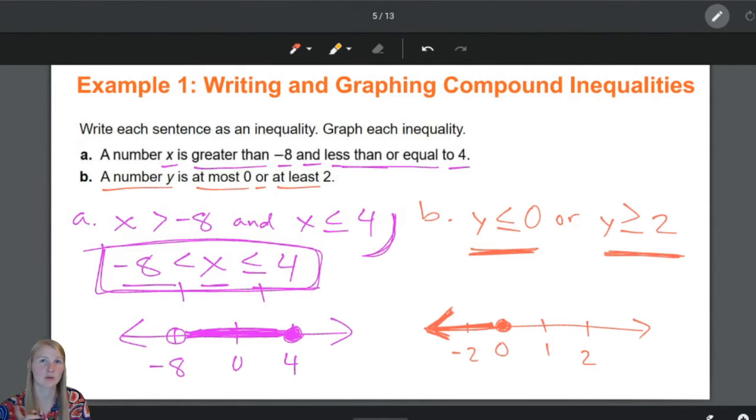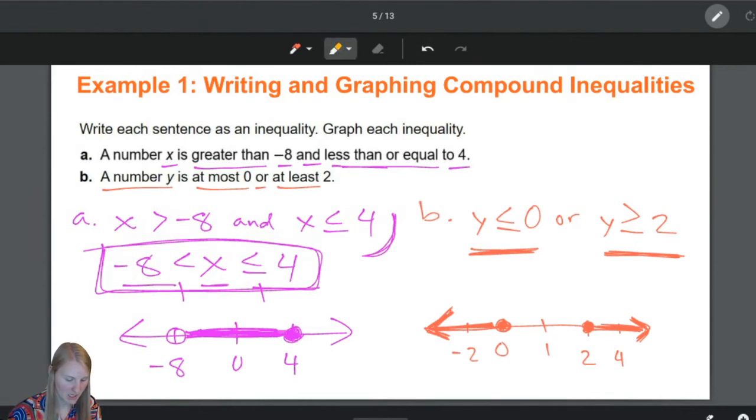Y is greater than or equal to 2. So again, I'm going to have a closed circle on 2 because this is greater than or equal to. And if I want greater than 2, that means I'm looking at 4 or 10 or 20. So it's going to point that way. Make it nice and bold so that we can see. We're not talking about this section in the middle. We're talking about the 2 sections on either end.